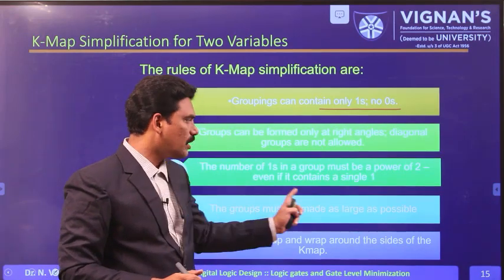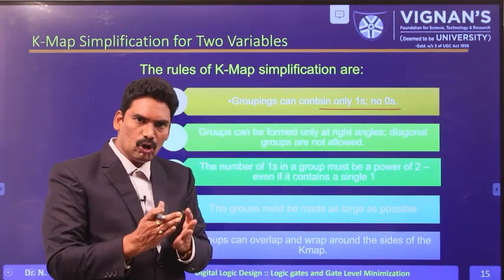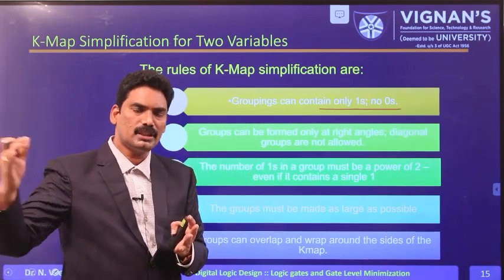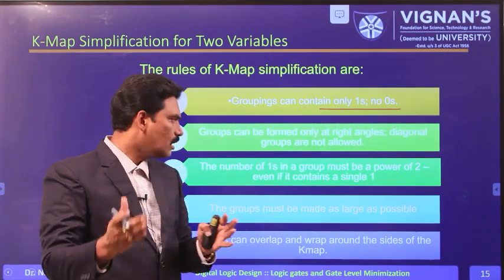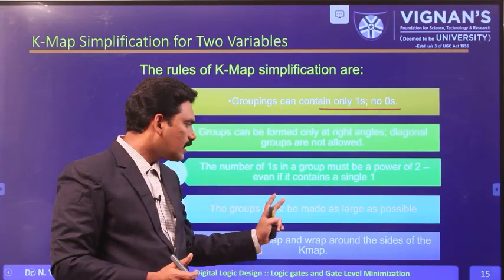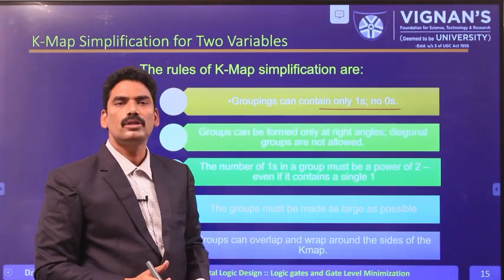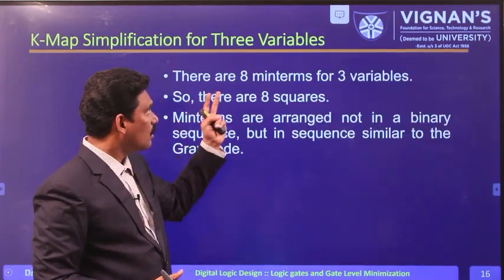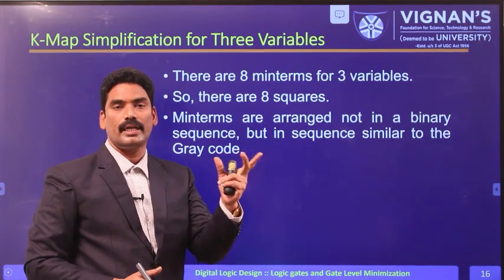And the groups must be made as large as possible. Okay, if 2 grouping is possible, 4 grouping is possible, 8 grouping is possible, 16 grouping is possible, we have to go for 16 grouping only, as large as possible. And groups can overlap and wrap around the sides of the K-map. This example we are going to discuss in detail. And now, we are going to discuss the 3 variable K-map.